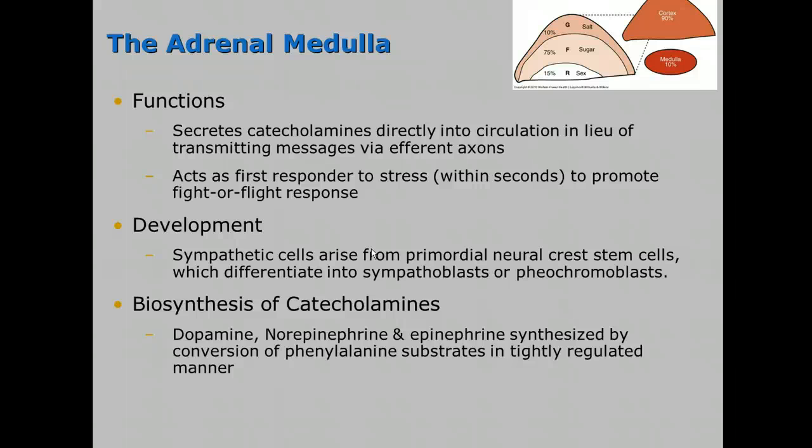So what happens is sympathetic cells arise from the primordial neural crest stem cells, which differentiate into sympathoblasts and pheochromoblasts. From here we have the biosynthesis of the catecholamines. These are known as dopamine, norepinephrine, and epinephrine. You may have heard of these things in other places in life. For example, epinephrine and EpiPen, that can help people in an anaphylactic shock type of situation. But anyways, those three things, dopamine, norepinephrine, and epinephrine, are synthesized by the conversion of phenylalanine substrates in a tightly regulated manner.